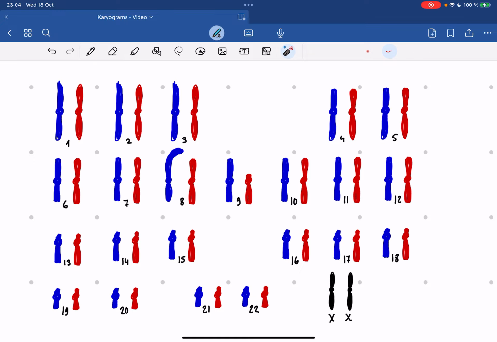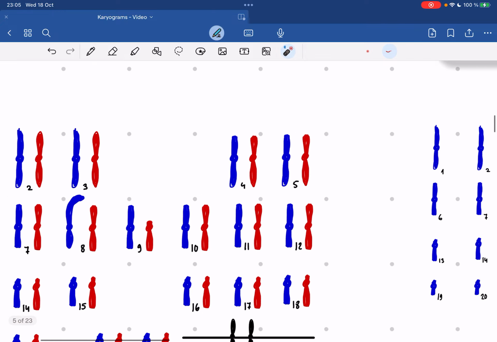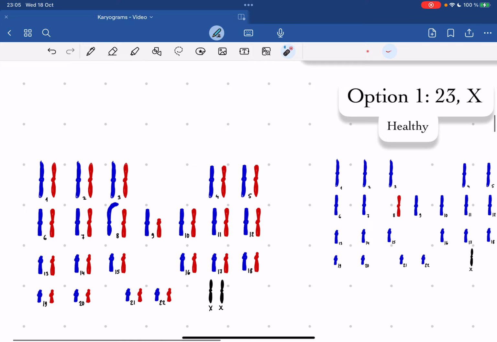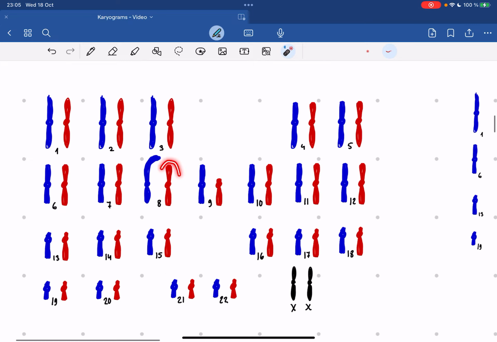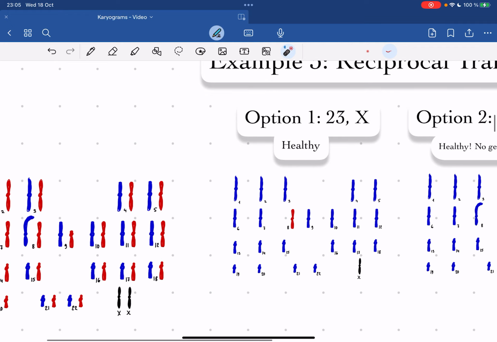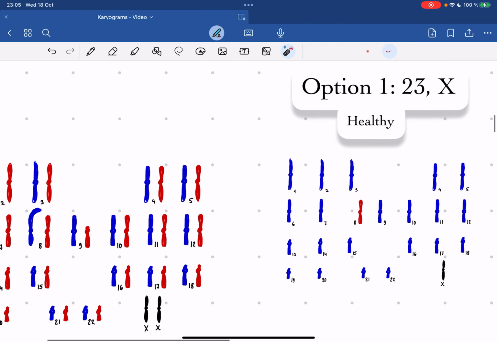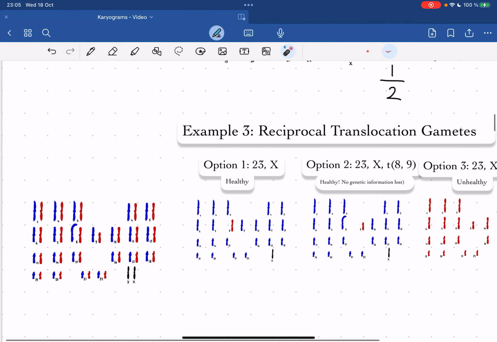It's just a net of 0, right? But we can still have a normal karyotype for gamete by just choosing this one and this one instead of this one and this one. So in that case, it would be 23X, and there we will have the 2 normal looking chromosomes.